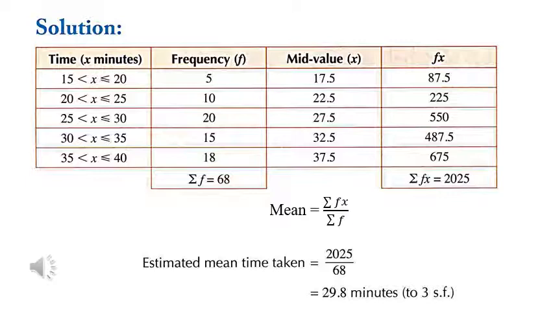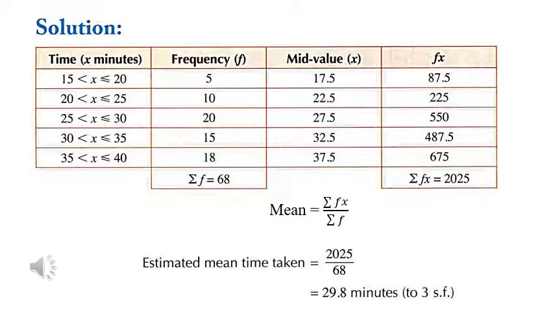Now we are going to find the fx in the fourth column. Multiply f and x. f is the frequency, x is the midpoint. 5 multiplied by 17.5 is equal to 87.5.